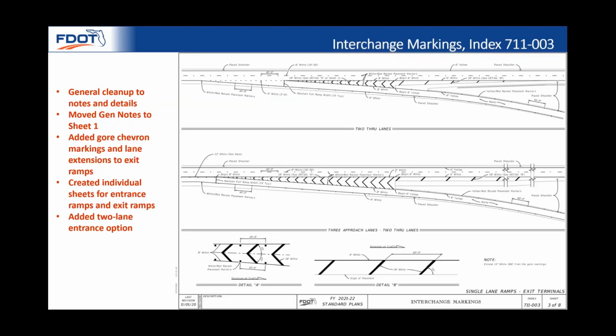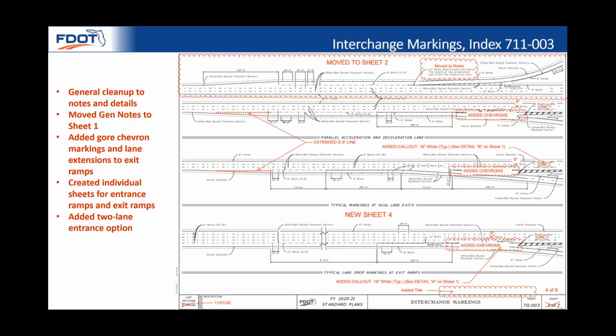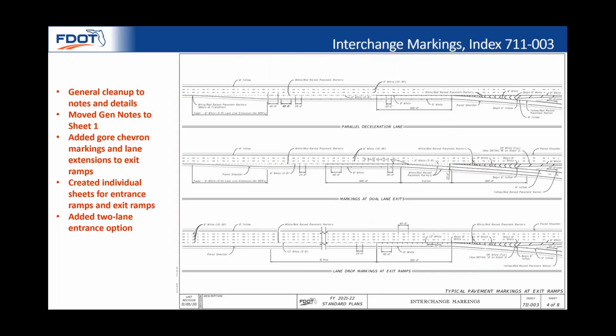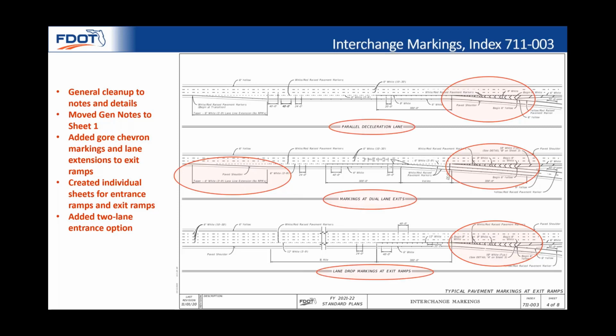Here's the new sheet 3 with the chevrons and lane extensions added. This sheet's a good example of the overall changes we made to the index, adding chevrons, lane extensions, and grouping exit ramps and entrance ramps. Here's the finished product. We added chevrons, lane extensions, and grouped the exit ramps and entrance ramps onto individual sheets.